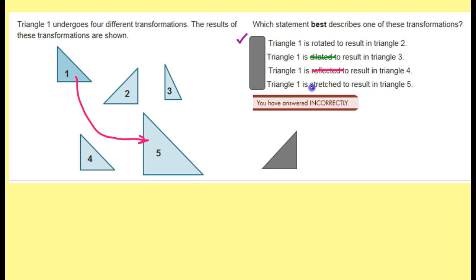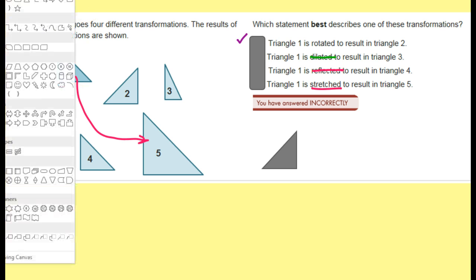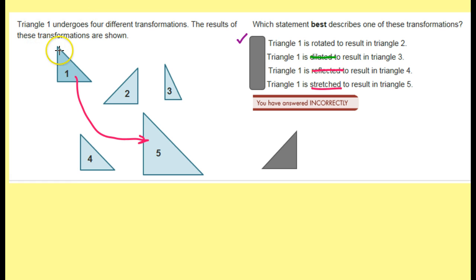Okay, again, a stretch is where some of the lengths change, but some of them don't. But from triangle 1 to triangle 5, all of the lengths changed in the same way. Let me see if I can cheat again and show you this real quick. Triangle 1 to triangle 5 looks to me like a dilation. So if I take this shape and blow it up equally all around, now it matches triangle 5. So that's a good example of a dilation, not a stretch.